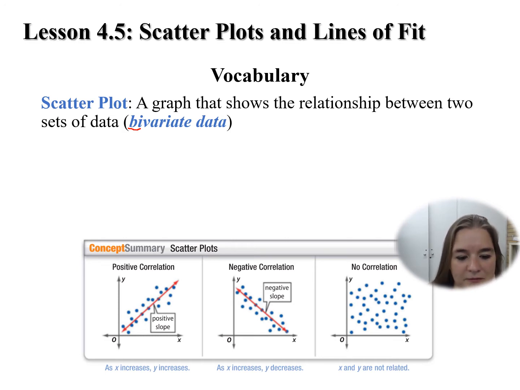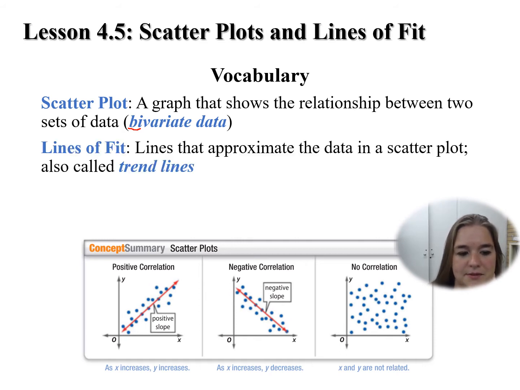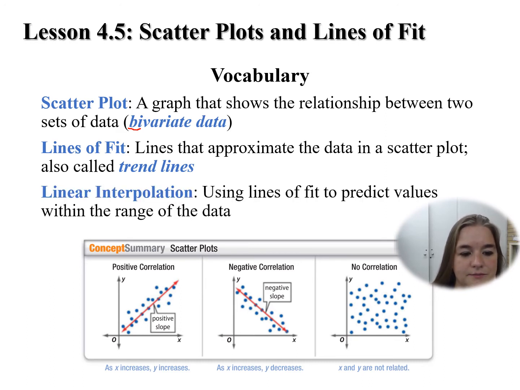They're not perfect lines. I can't just connect the dots here, but I can see relationships. With those relationships, I can draw lines of fit. Now, last year we called them best fit lines. This year we're going to talk about them as trend lines, because we're going to talk about a few different ways to write our trend lines. Trend lines are lines that approximate the data in a scatter plot.